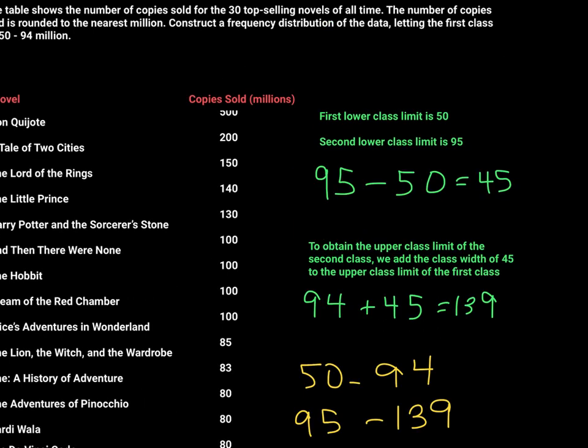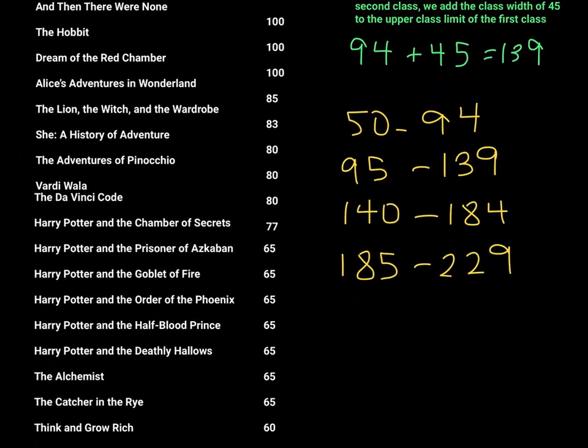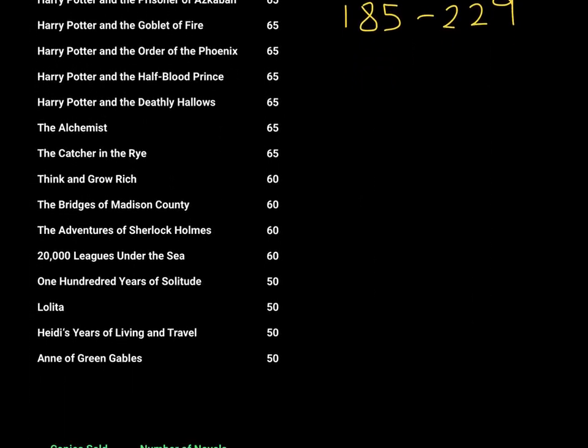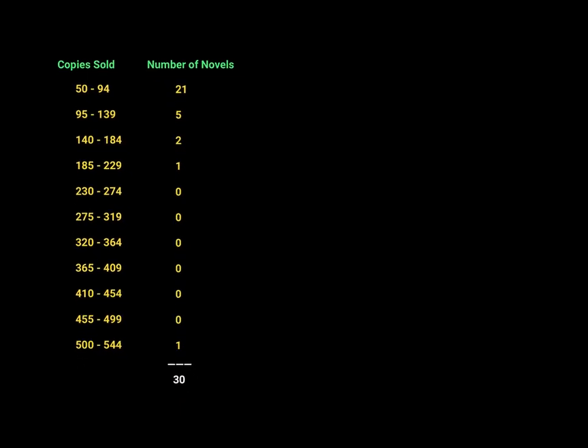All right, so I've continued this process, and this is the frequency distribution that I came up with. Here is my frequency distribution. I counted 21 different novels that sold between 50 and 94 million copies, 5 novels that sold between 95 and 139 million copies, 2 novels that sold between 140 and 184 million copies, and only 1 novel that sold between 185 and 229 million copies.